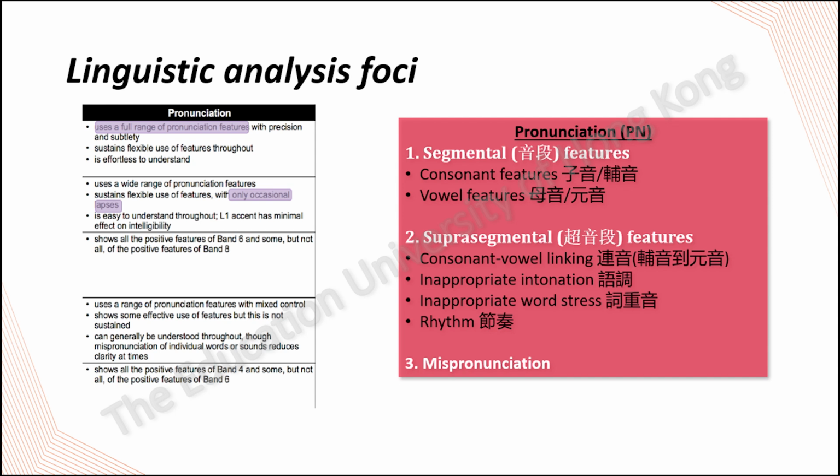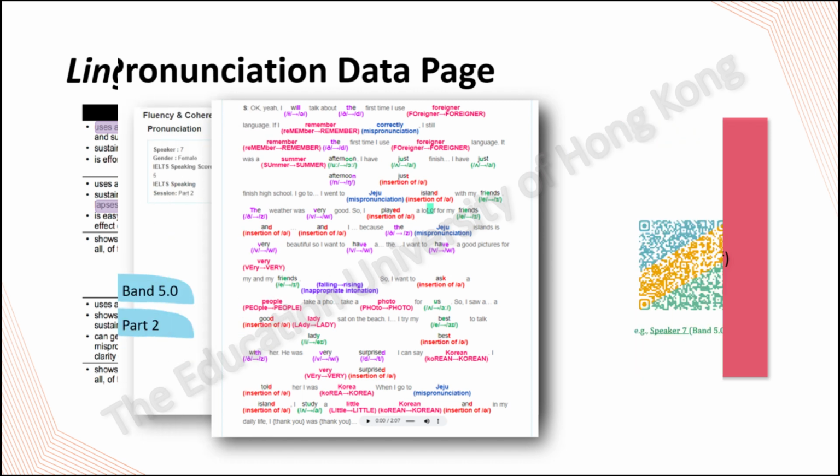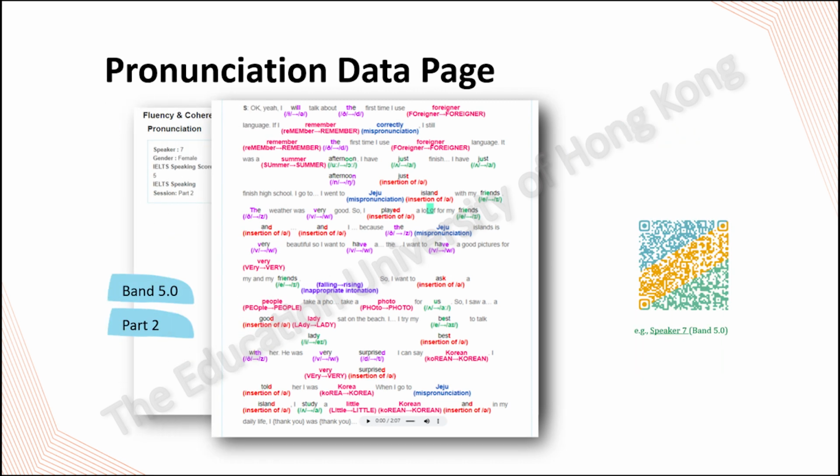For the segmental features, we analyzed consonant and vowel features, including substitution, insertion, and elision. For the suprasegmental features, we analyzed consonant-vowel linking, inappropriate intonation, inappropriate word stress, and rhythm. We also annotated mispronunciation. This is a pronunciation data page.